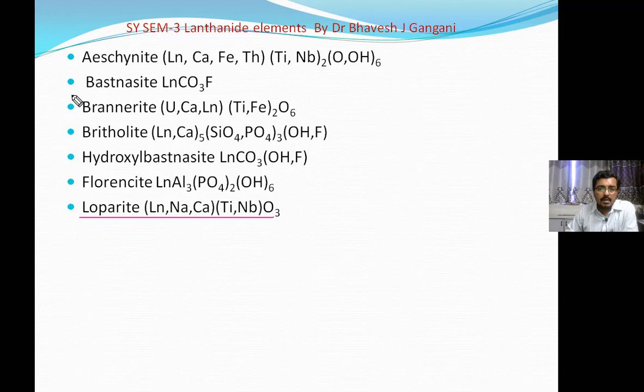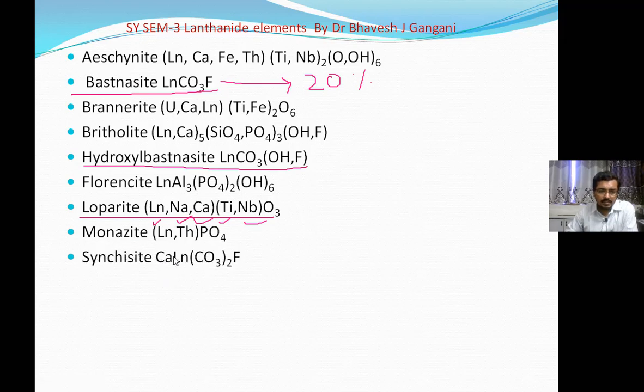One is bastnasite LnCO3F, because 20% of lanthanide elements are available in nature in the form of bastnasite. Then second is hydroxybastnasite. आप दिमाग में रख सकते हो. लोपेराइट. Loperite is nothing but an oxide. It contains oxides of lanthanide, then sodium, calcium, titanium, niobium oxide. It contains all these things. Then next is monazite.